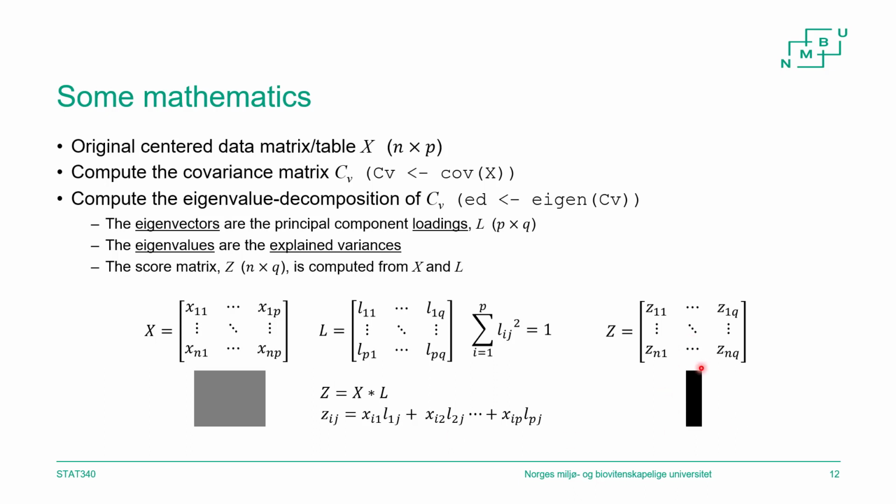Yeah, so this is then the truncated or the compressed score space, right? If we don't use all the loadings, we use only up to Q loadings, and then we get up to Q columns in this one as well.